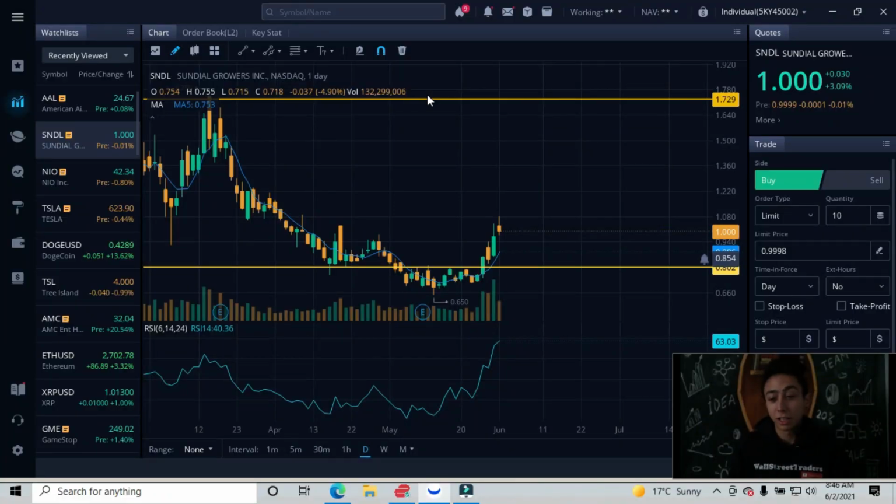Alright, so the next stock that we're breaking down for this morning is Sndl, or ticker symbol SNDL. You guys, we're starting from a higher time frame, that being the daily interval. This allows us to apply technical analysis and find our support and resistance lines, our targets, our entries, and all that good stuff. So let's go ahead and dive in.